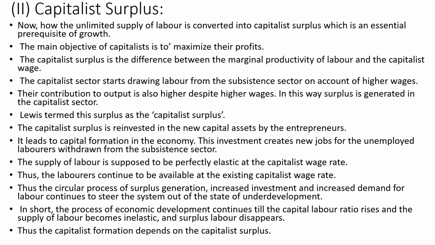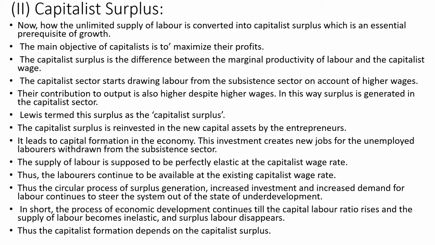So let's understand what is capital surplus. As we have already said, there are two sectors, one capitalist, one subsistence. And in the subsistence sector, there are plenty of laborers. Whether it is the capital sector or the subsistence sector, the main objective of the entrepreneur would be to maximize profit. In the capitalist sector too, the entrepreneur's main aim is to maximize his profit. So the capital surplus is actually the difference between the marginal productivity of labor and the capitalist wage. That is, how much additional production is made in the capitalist industry by an extra labor, and what is the extra wage that is paid to the labor.